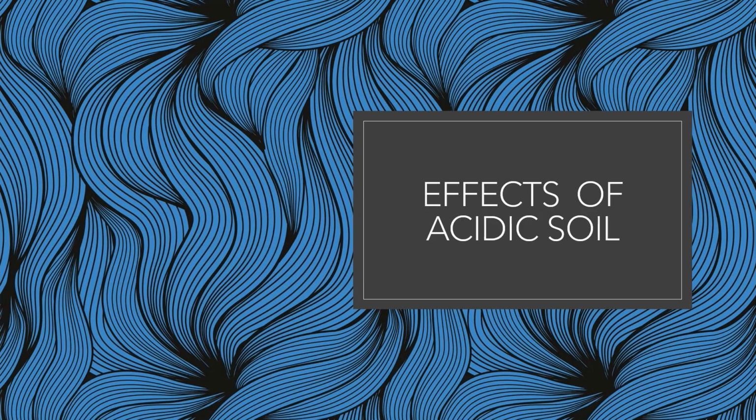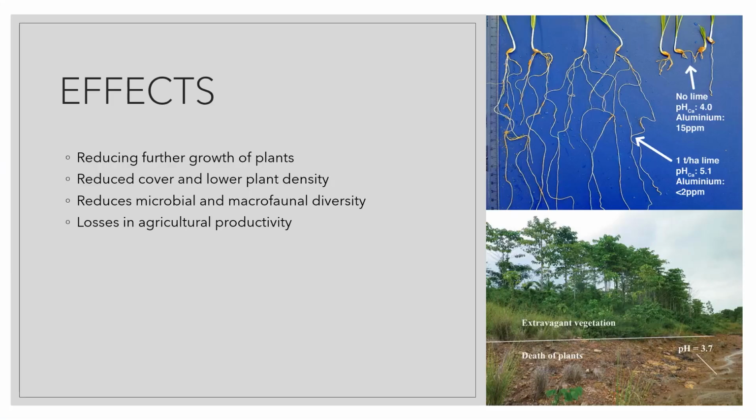Now we will discuss the effect of acidic soil. There are many effects that we can see regarding the problem of acidic soil, such as reducing further growth of plants, reduced cover and lower plant density, reduced microbial and macrofaunal diversity, and losses in agricultural productivity.